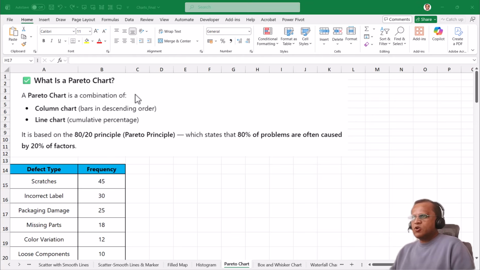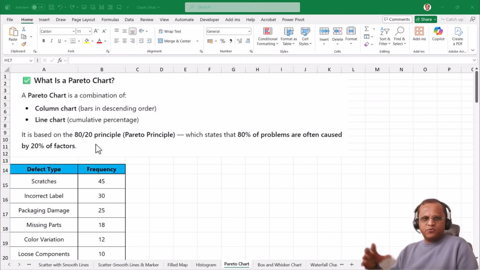A Pareto chart is a combination of a column chart and a line chart. It is based on the 80-20 principle. As you know, the Pareto principle is very popular and very important. In the Pareto chart, we are talking about the 80-20 rule. What is the 80-20 rule? It states that 80% of the problems are often caused by 20% of factors.